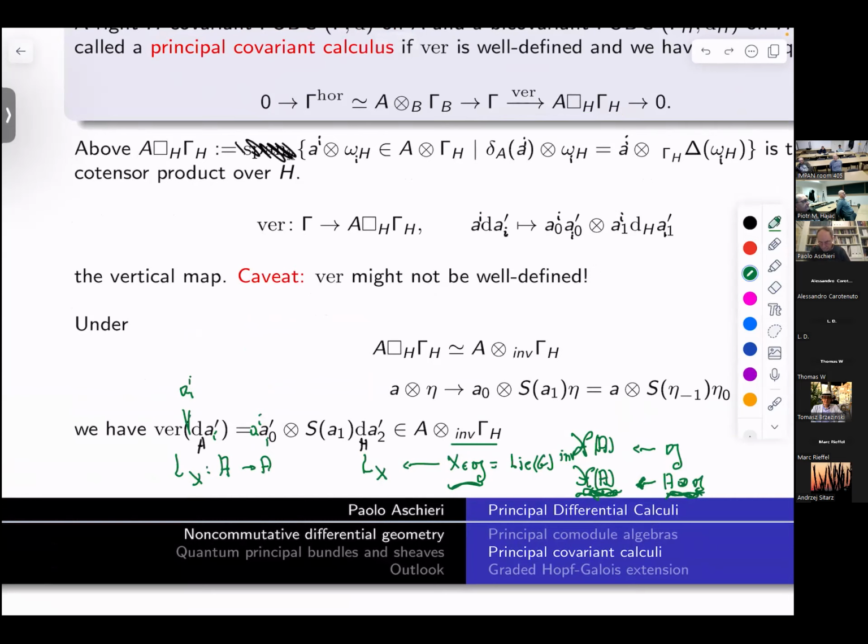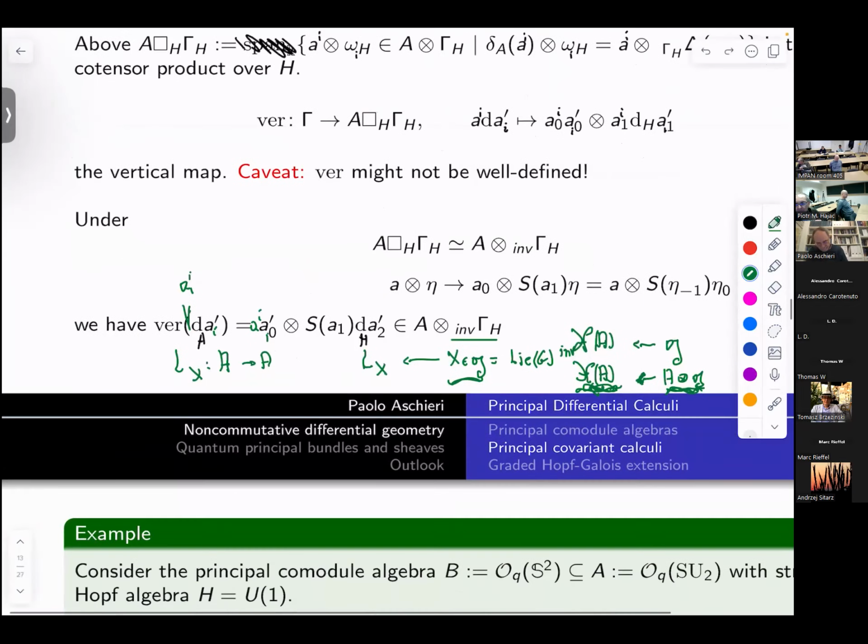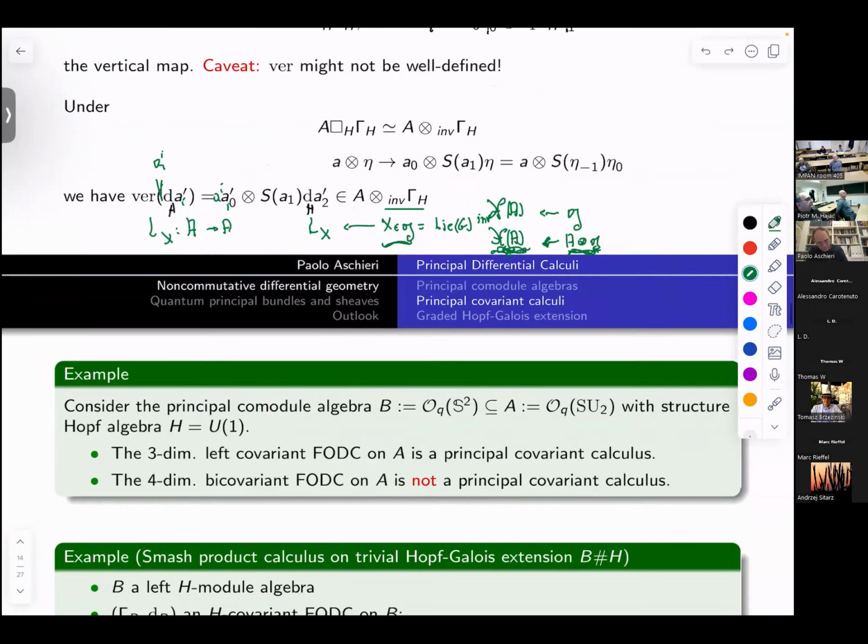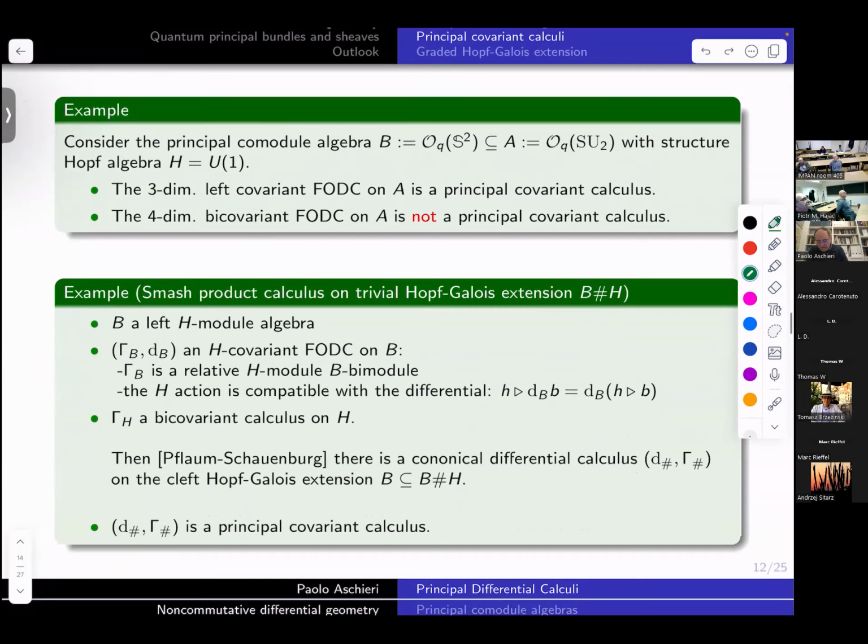So you are mimicking the construction of fundamental vector fields. Yes, yes. Or the principal action, in the dual setting. So let me give an example.